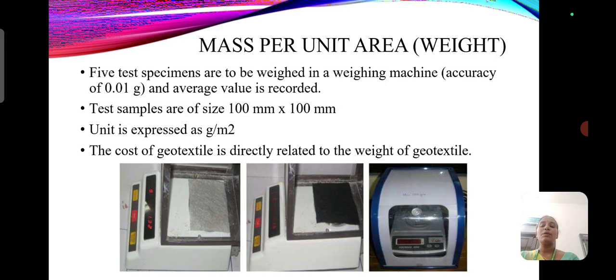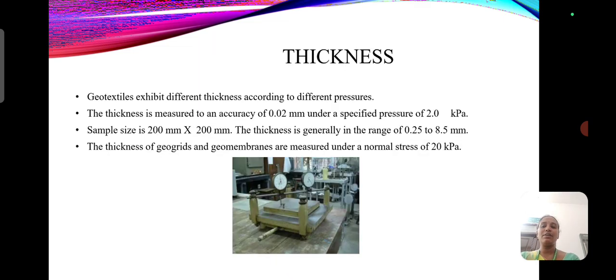When we come to mass per unit area, we have to check the average test sample size, like 100 mm by 100 mm. First of all, we prepare a sample of 100 mm by 100 mm area, and we go with accuracy also. The test specimens are weighed in a weighing machine, and the average value is recorded. The cost of the geotextile is directly related to the weight of the geotextile.